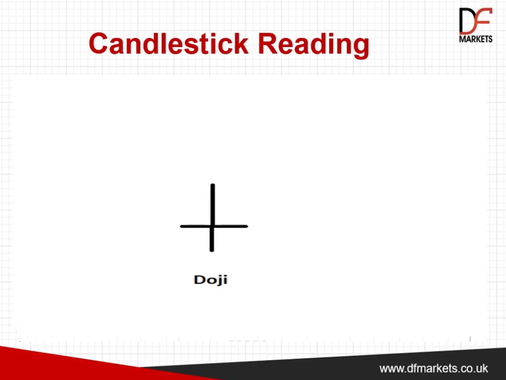A great way to use the doji candle is to use them in conjunction with an indicator that shows divergence. For example, if the RSI indicator is showing bearish divergence and a doji forms, this can be a great signal that the market is likely to reverse.